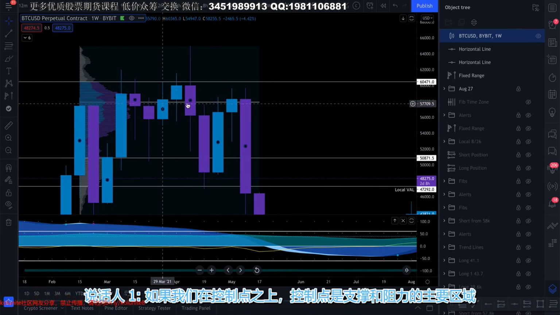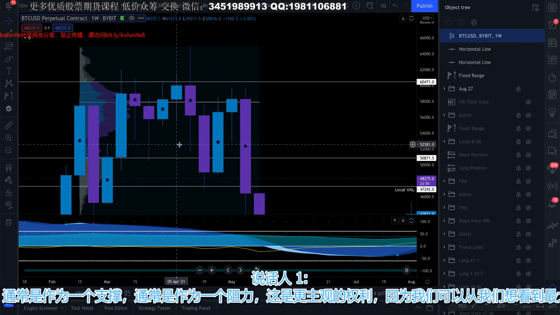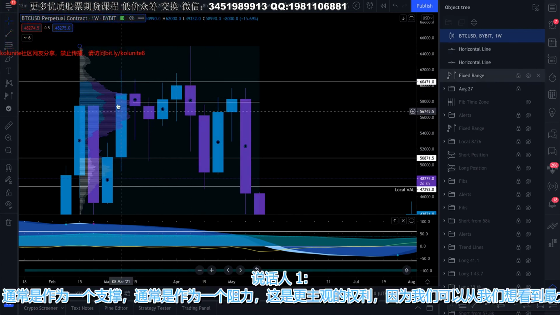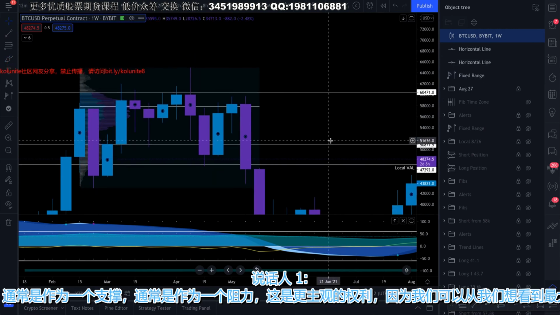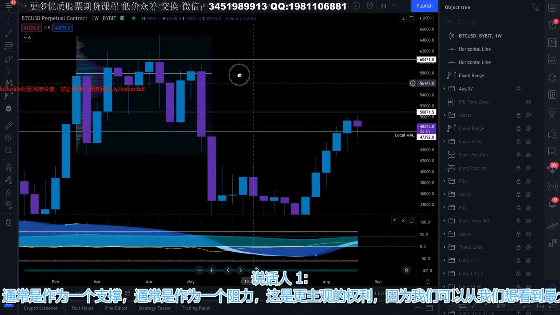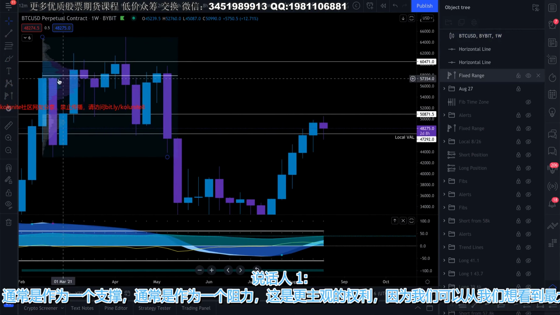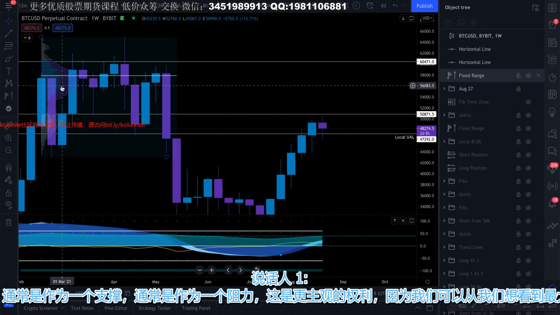The point of control is acting as a major area of support and resistance. If we're above the point of control, it's usually acting as a support. If we're below the point of control, usually acting as a resistance. And this is more subjective, right? Because we can kind of just pull it from where we want to see where the most volume was.